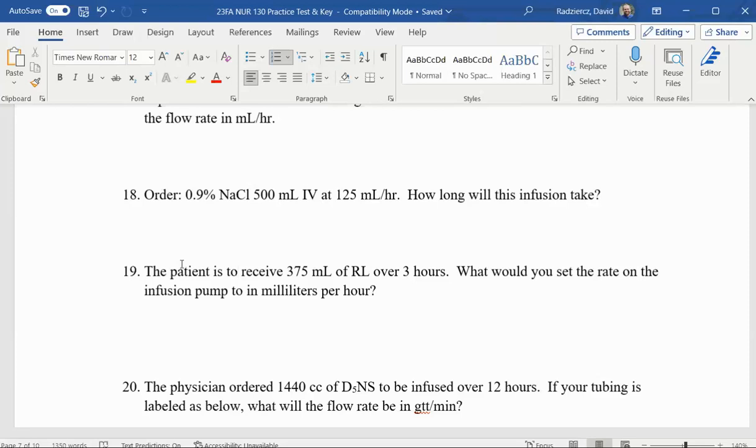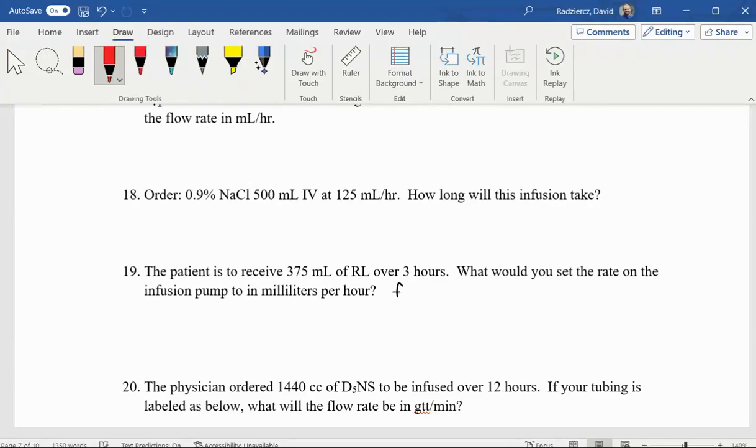The first thing is, what is flow rate? When I talk about flow rate, it just means how much volume is being dispensed over a period of time. Usually that volume that we're talking about is milliliters, and the time that we're referring to is hours. So a typical flow rate will be milliliters per hour.